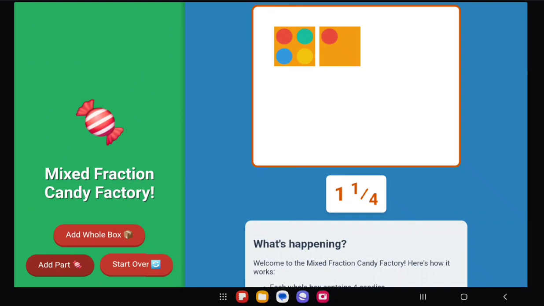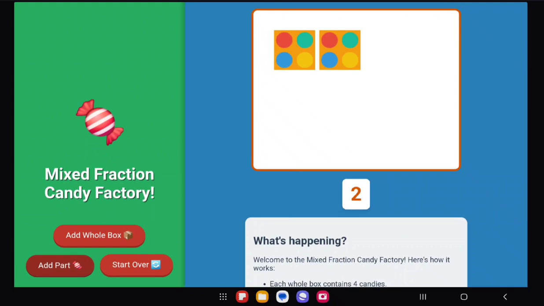If I add another part here, you can see the fraction is changing. 1 whole and 2/4. One whole box we have, and out of another box we have 2 out of 4 chocolates or 2 out of 4 candies. Now if I add one more candy, we have one whole box of candy and another 3/4 box of candy. What if I add another candy? We have 2 complete boxes of candy. Very important. Let us start over.